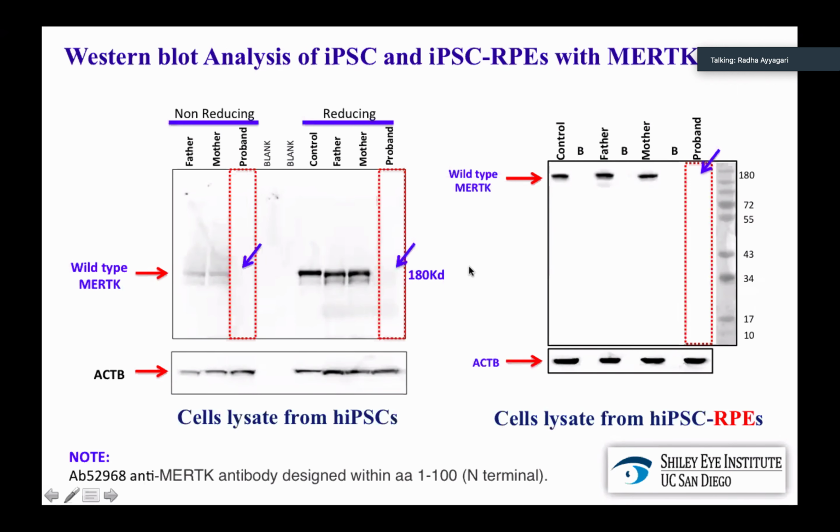So we performed Western blot analysis using the iPSC lysates and also RPE. One of the good things about MERTK is we can detect it in iPSC itself without going to RPE. However, there may be different regulation, especially in view of these mutations. So we tested its presence in both iPSC and RPE. We did not detect the presence of MERTK in the proband, but we detected the signal in father, mother, and control individual. Similarly, we did not detect the MERTK protein in the patient RPE also.